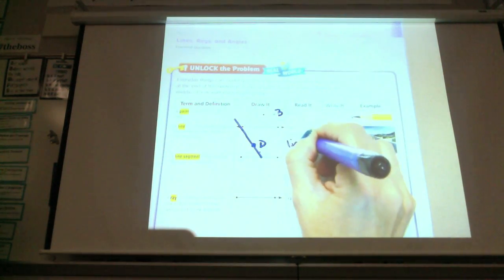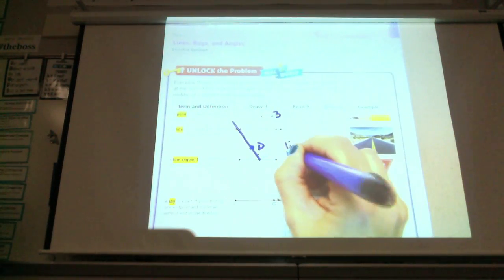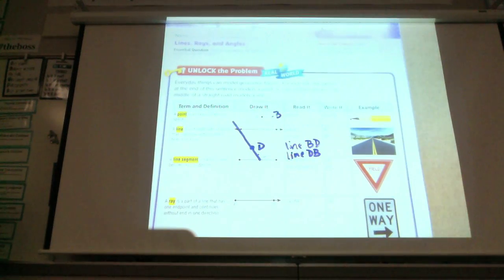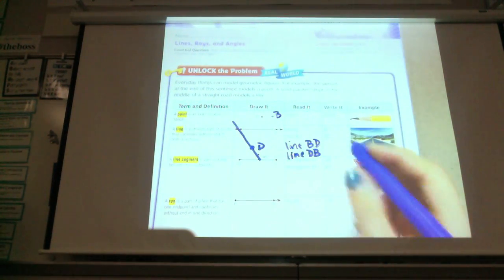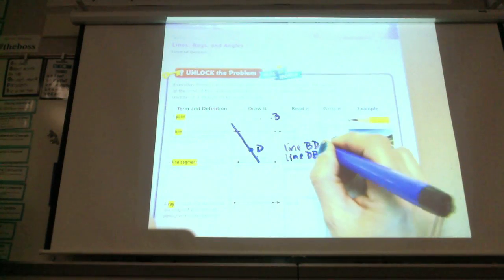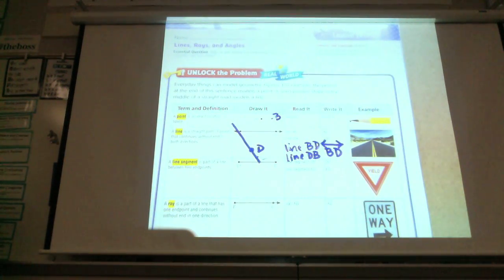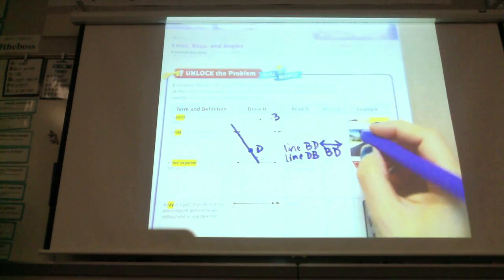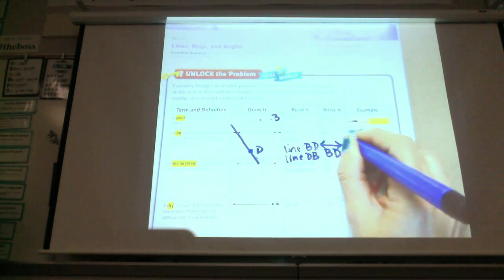So I'm going to call it line BD. Is that the only name I can call it? No. What else can I call it? Line DB. And when I write it, this is how I say it. This isn't how I would write it. I would write it like this. Now I have a big fat pen, so it's going to look really big on my paper. Yours won't look that big. I can write it like that, or I can write it like DB this way. Okay?